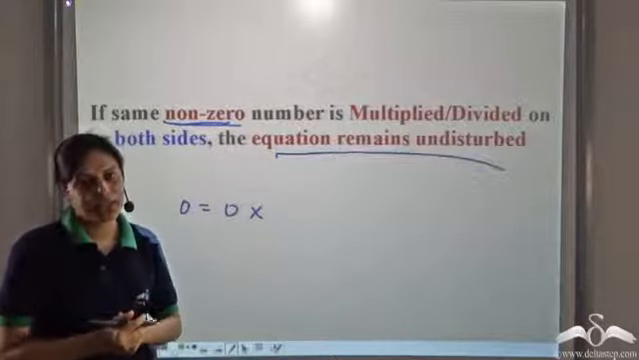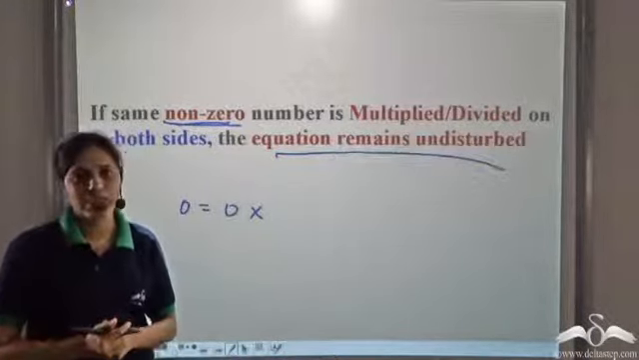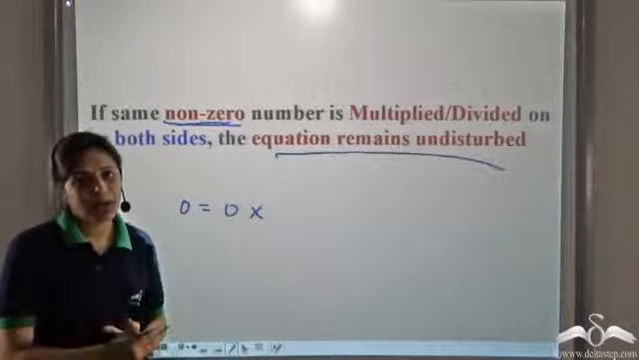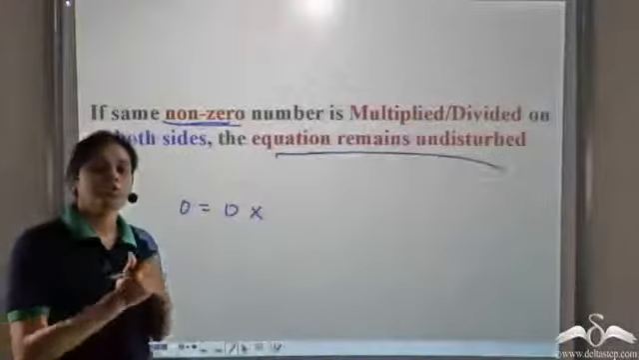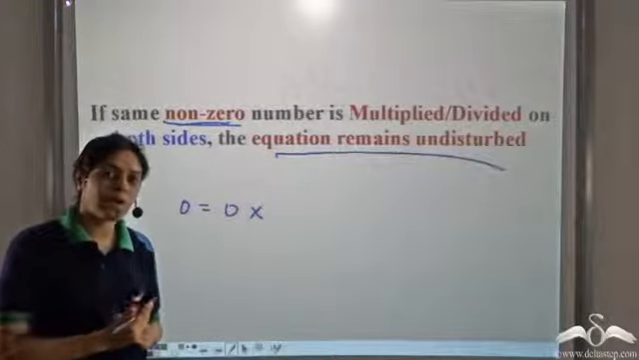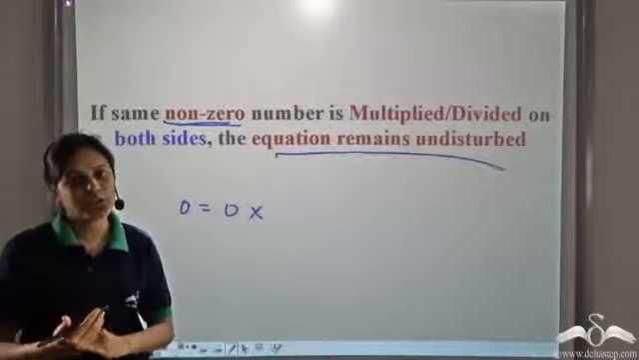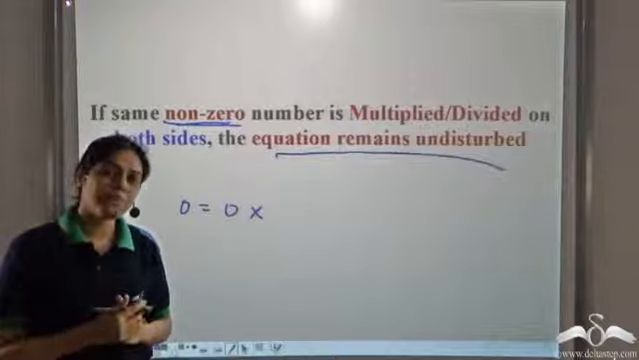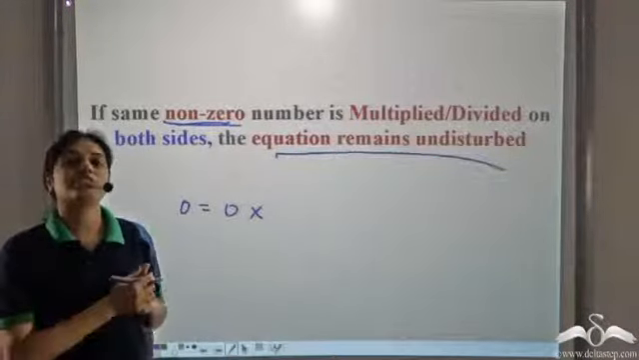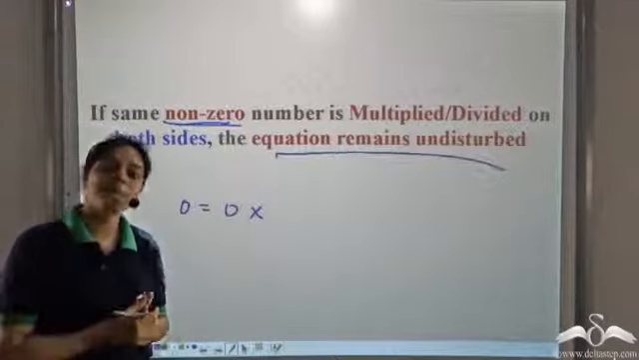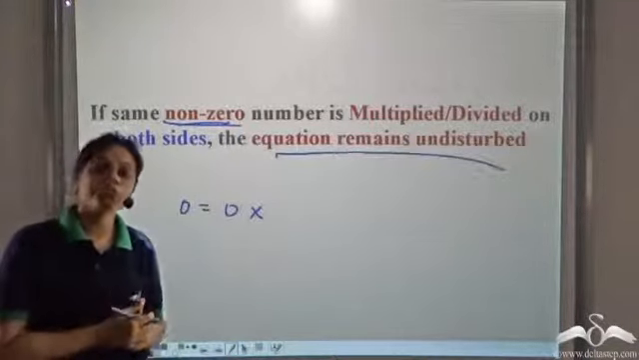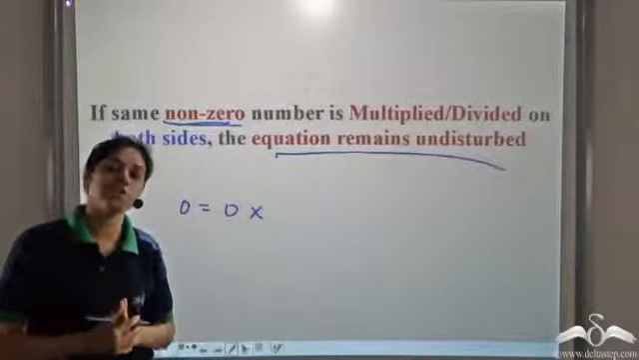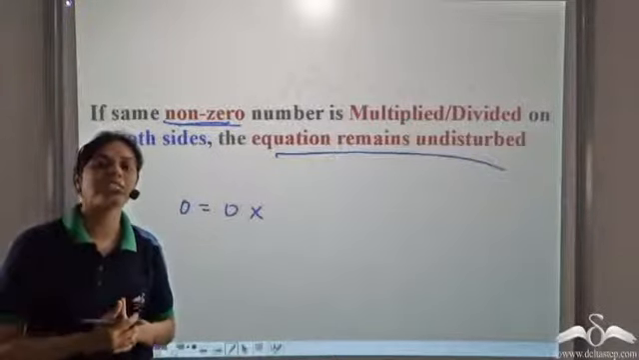So, whatever you do to one side, you must do to the other side. So, if you multiply a number to one side of an equation, you must multiply the same number to the other side of the equation. If you divide one side of an equation by a non-zero number, you must divide the other side of the equation by the same non-zero number. So, to summarize, the same number can be added on both sides, it can be subtracted from both sides, it can be multiplied to both sides, and both sides of an equation can be divided by the same number, and the equation still remains the same or remains undisturbed.